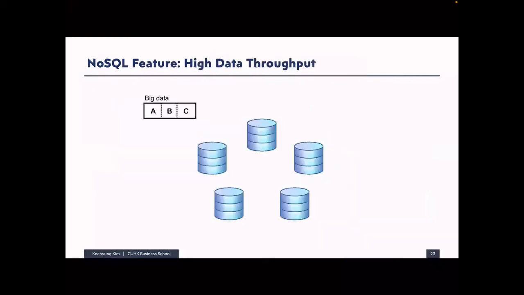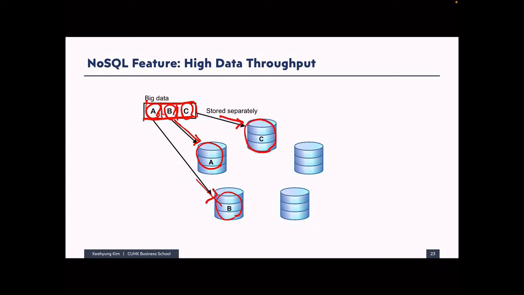Another feature is high data throughput. This is how they handle users' requests fast. Let's say that we have big data, ABC. What NoSQL does is split this big data into small parts, A part, B part, C part, and store them separately on different servers. In this server, the A part of data will be stored, in this server the B part, and in another server the C part of the data will be stored.